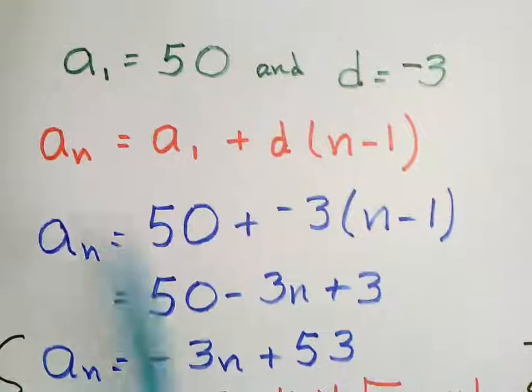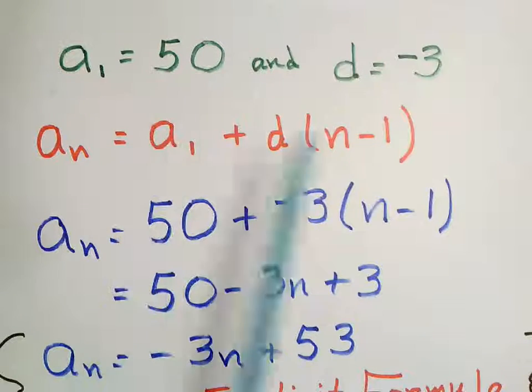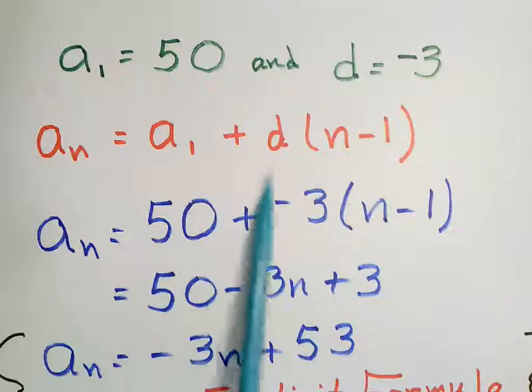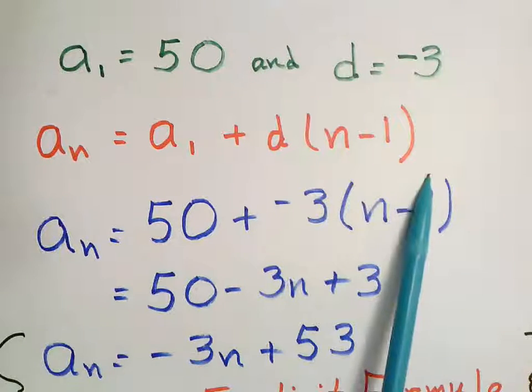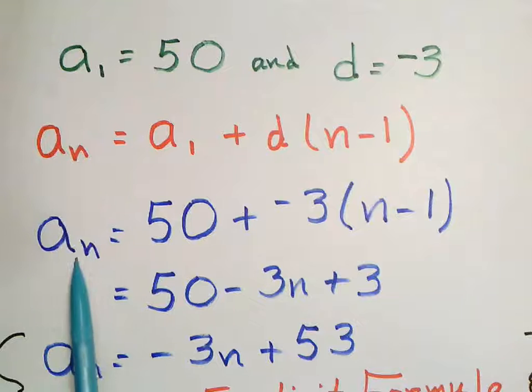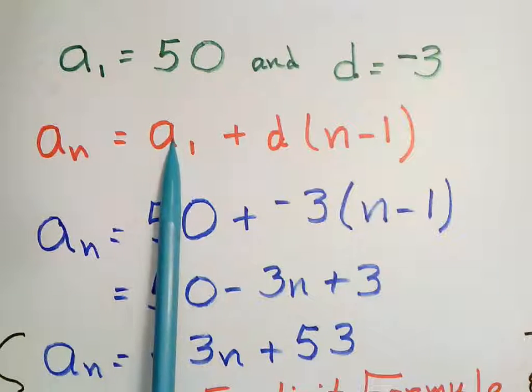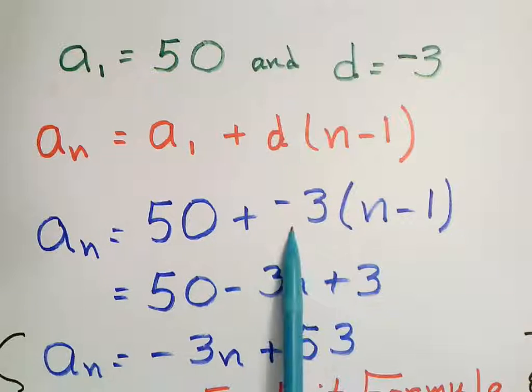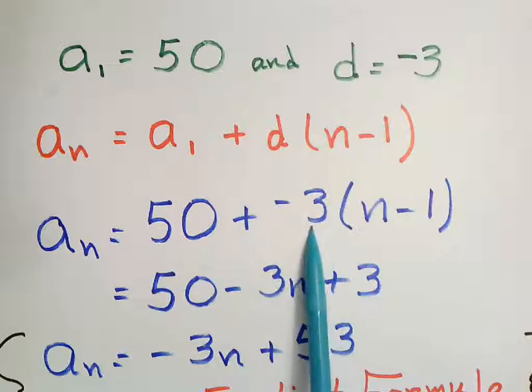So we know that a sub 1 is 50 and the common difference is negative 3. So here is our formula right here. We're going to substitute into this formula. So we're going to have a sub n. We substitute for a sub 1, the 50. We substitute for the d, the negative 3. Remember, the d is the common difference.